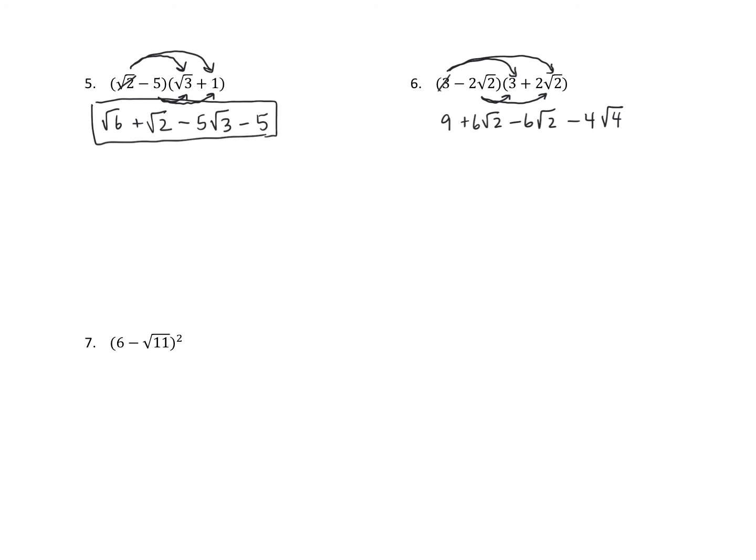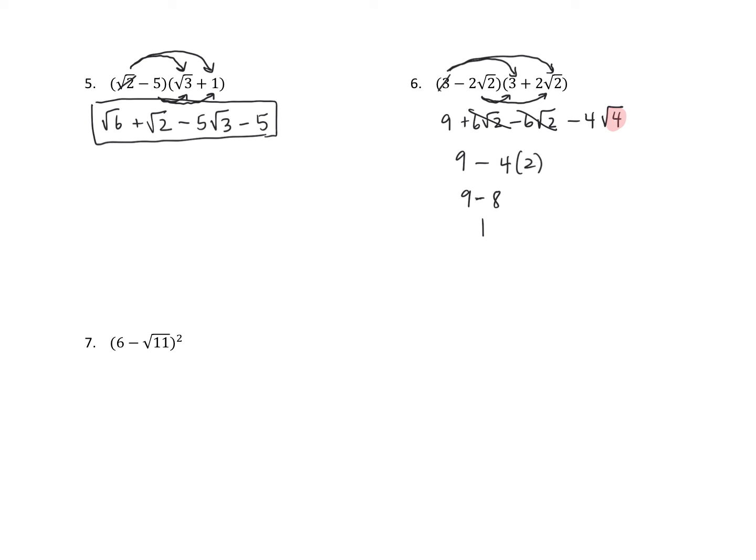Notice the middle two terms are like radicals, but they're opposites. I have a positive 6 square root of 2 and a negative 6 square root of 2. So those are going to zero out. The square root of 4, well, that's just 2, so that will come out of the radical. So it'll be 9 minus 4 times 2. So that's going to be 9 minus 8, and that's just going to give us 1. Notice that we got something a little bit simpler, right? Well, in this case, really simple is 1.